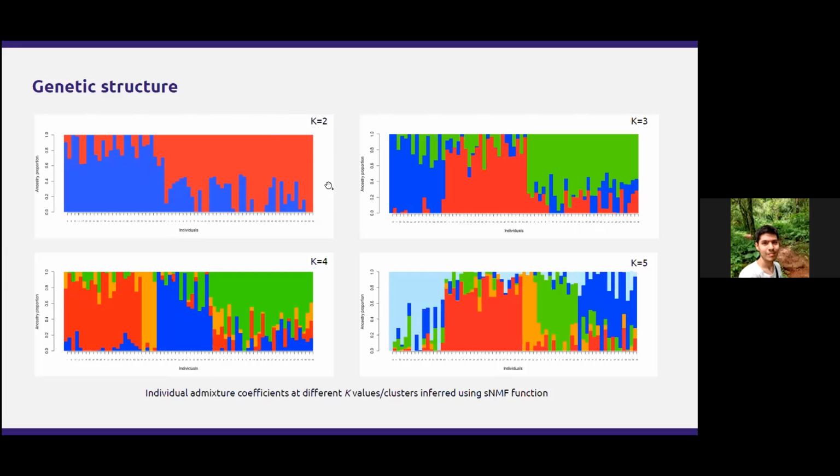And with higher K values, we can see, on the other hand, that the same clusters are recognized with K values 3, 4, and 5. The same clusters are recognized within the species, and on the other hand, a high proportion of genetic mixture across the individuals is present. We can see this high mixture here and here in this plot.